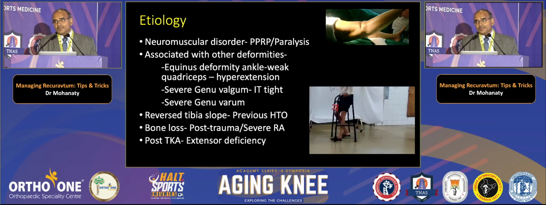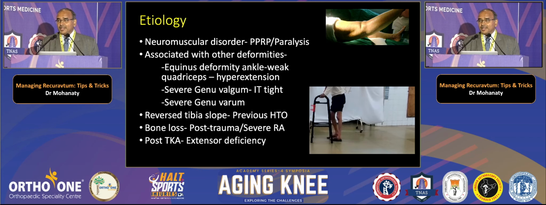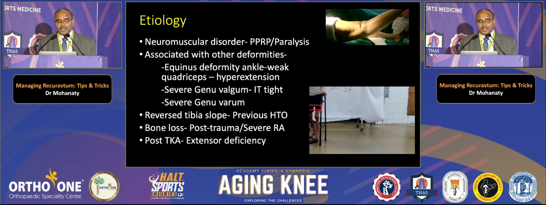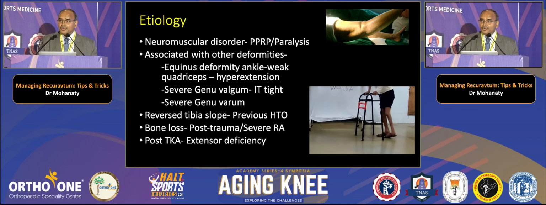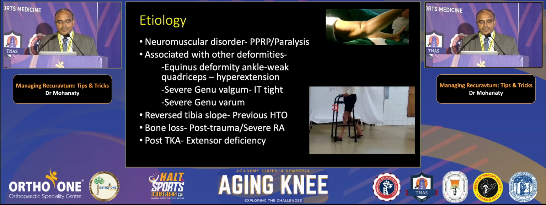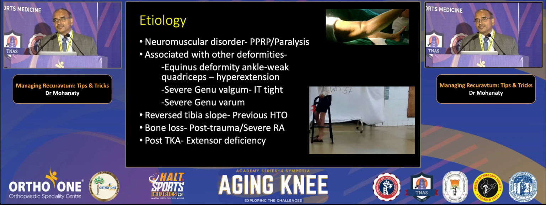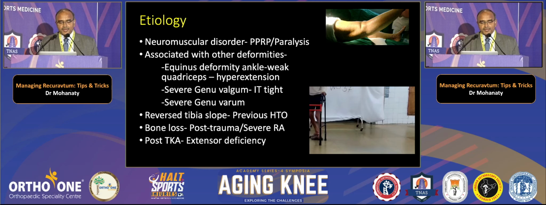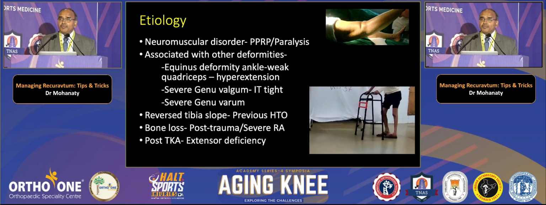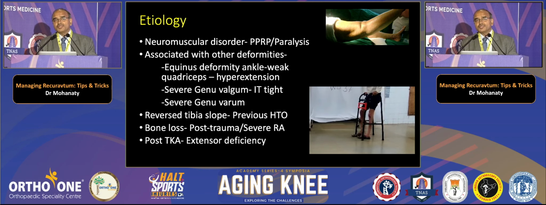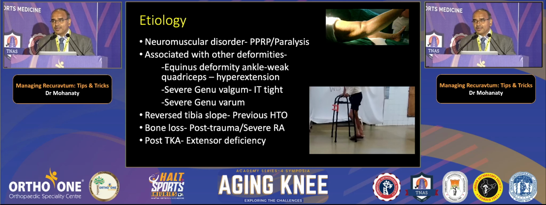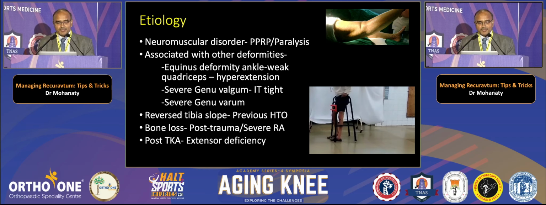It may be associated with genu valgum where the IT band, which is attached anteriorly or anterolaterally, is tight. So that may lead to genu recurvatum, and sometimes severe genu varum deformity may be associated with genu recurvatum. And in post-HTO cases, when there is a reversal of the tibial slope, that also leads to genu recurvatum deformity. Sometimes there may be bone loss associated, especially in post-traumatic situations or rheumatoid patients.